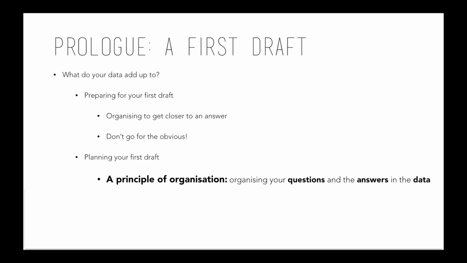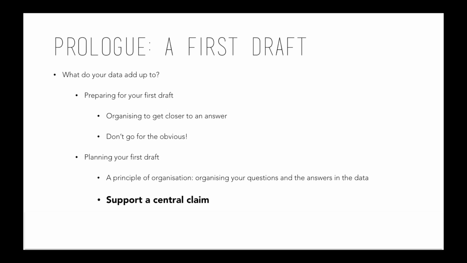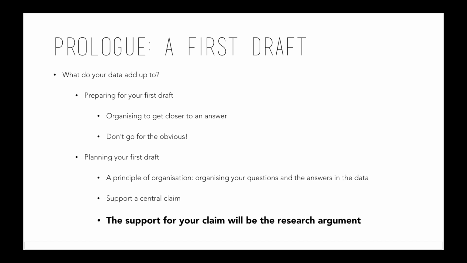You need a principle of organization, a way of organizing that comes not from the topics you've organized your sources in, but from your questions and the answers in the data. You have to organize these answers to support the central claim that you want to make, in other words, the main point of your paper. The support for this claim will be your research argument.